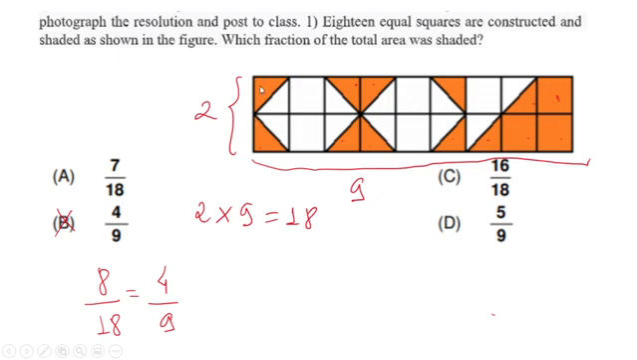And then you count how many squares you have in orange. If you take a look, you have 2 half squares that becomes 1. So you have 1, 2, 3, 4, 5, 6, 7, 8 squares. So you have 8 over 18. If you simplify by 2 both sides, you have 4 over 9, option B.